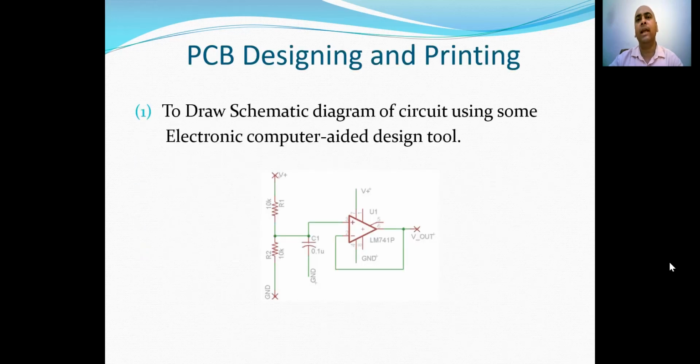So in PCB designing and printing, first we will discuss how to draw the schematic diagram of a circuit using some electronics computer aided design tool. The schematic diagram of a circuit represents the various components and connections between the components for a particular circuit drawn by using a computer aided design tool. So in this course we will use Autodesk Eagle to draw the schematic diagram of the circuit.